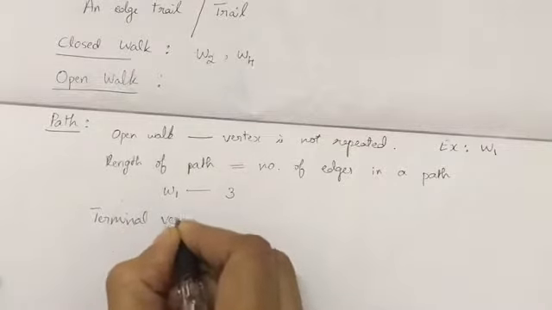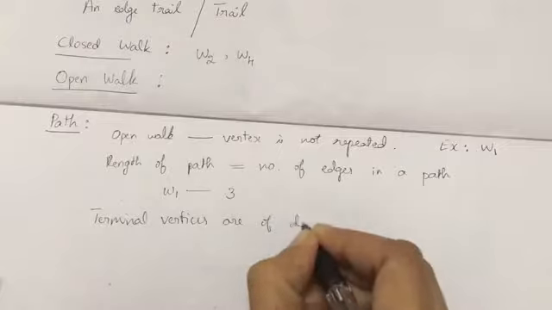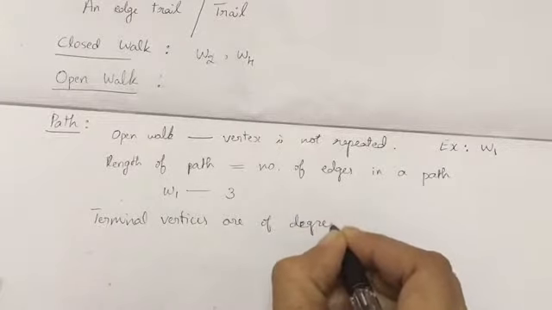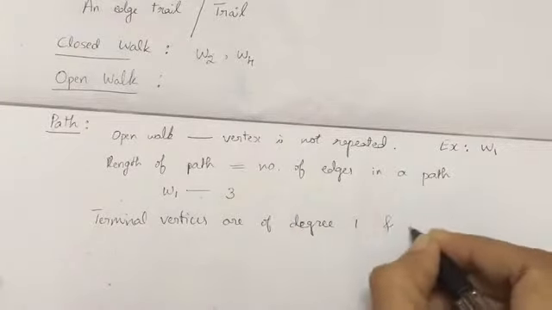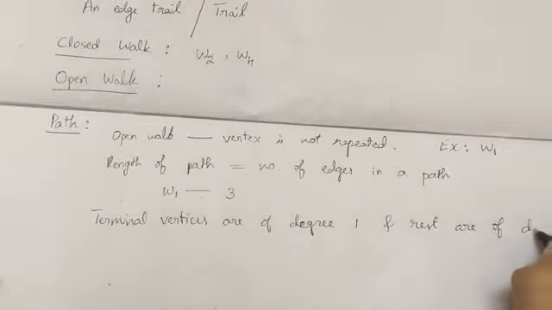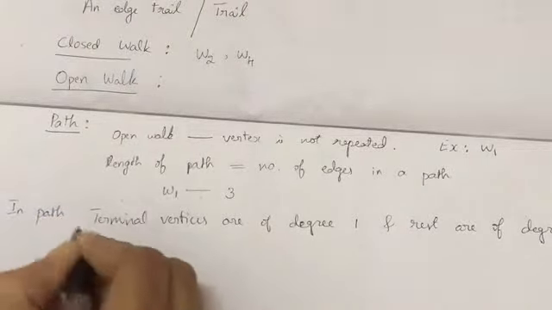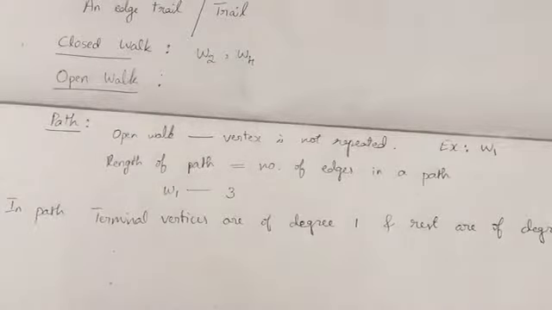Terminal vertices are of degree 1 and the rest are of degree 2, in a path, which is a subgraph of a graph in fact. So it's a subgraph and here terminal vertices are of degree 1 and the rest of the vertices are of degree 2.